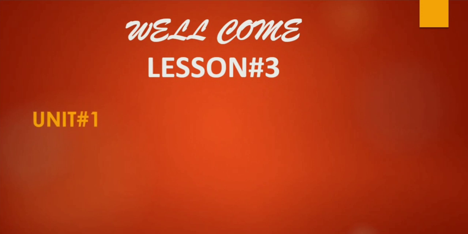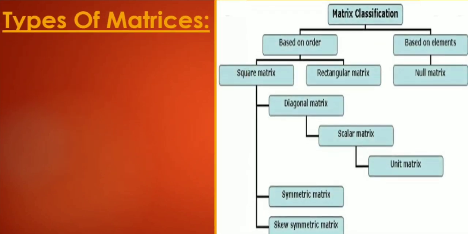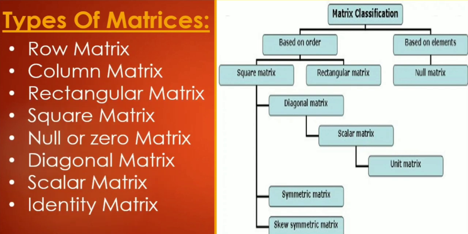Today's topic is matrices and determinants. Today we will learn about types of matrices and about identification of the types. Matrices are either classified on the basis of the order or on the basis of the elements. Let's have a look at all the names of the matrices which we'll be learning in today's lesson.